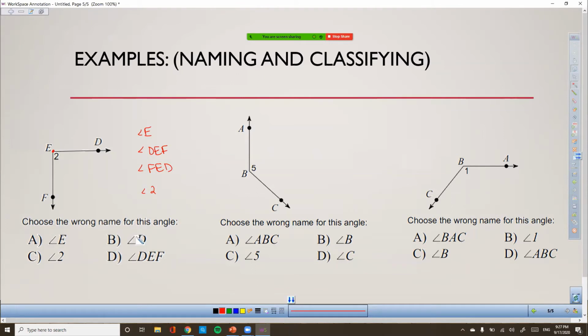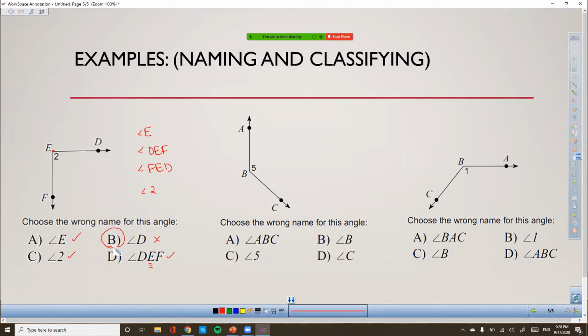Let's see which one is the wrong one. Can I name it angle E? Yes, because that's my vertex. Can I name it angle D? Can I name it by a point on a ray? I can't, because that is not going to tell me that is an angle. That's just a point. So this one cannot. Can I name it angle 2? Yes, because that's the number on my vertex. And can I name it angle DEF? As long as my vertex is in the middle, then yes, it's correct. So I cannot name it angle D.